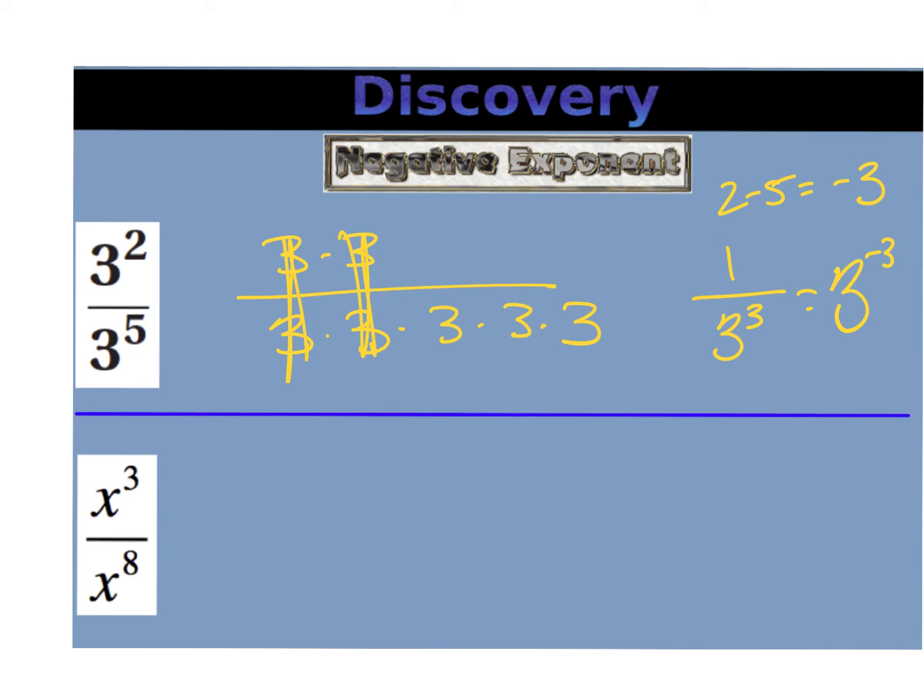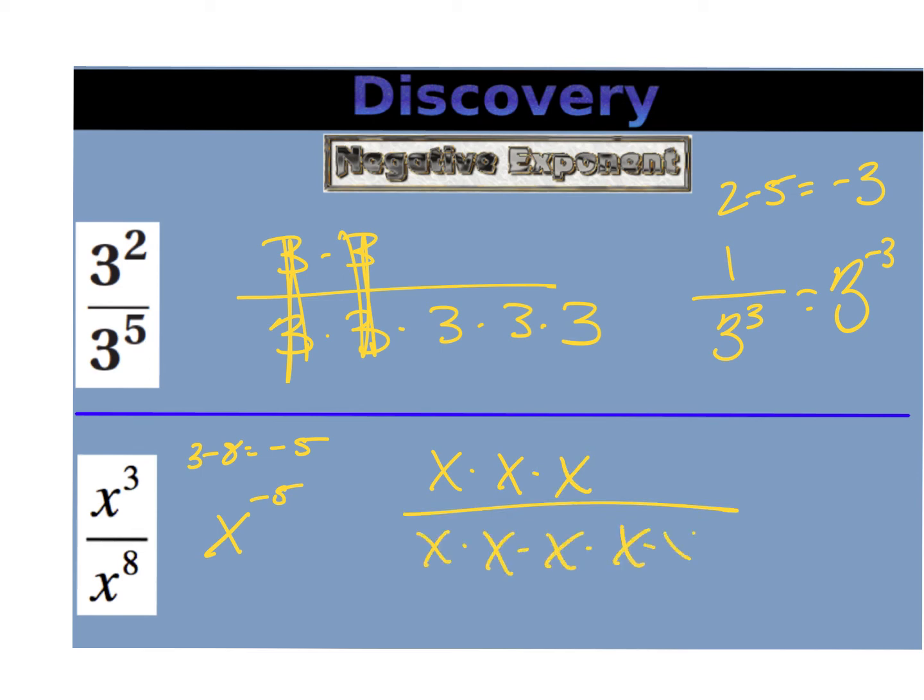Let's try the x's. So 3 minus 8 would give us a negative 5. So we have x to the power of negative 5. If we do it out the long way, I have 3 x's on top. And I have 8 on the bottom. 3, 4, 5, 6, 7, 8. These would cancel out, cancel out, cancel out. So I'd have a 1 on top and 1, 2, 3, 4, 5 on the bottom.